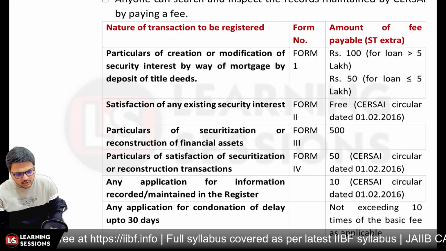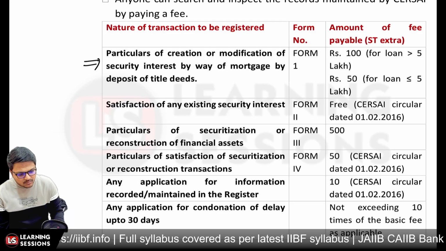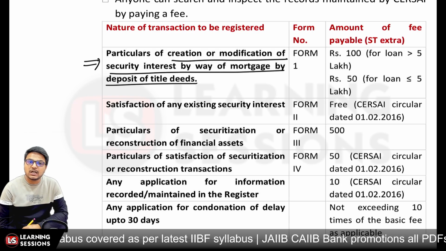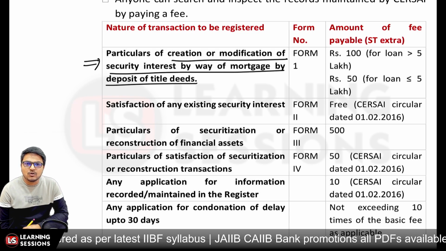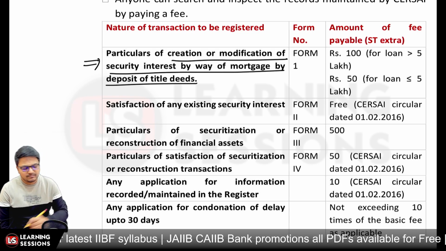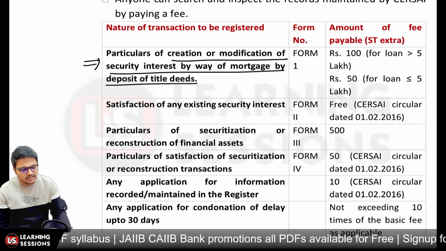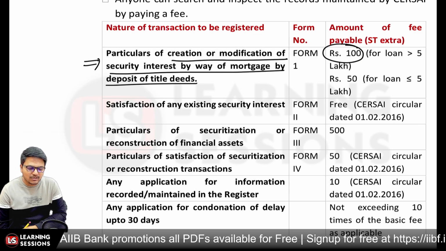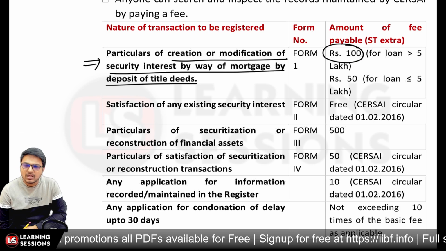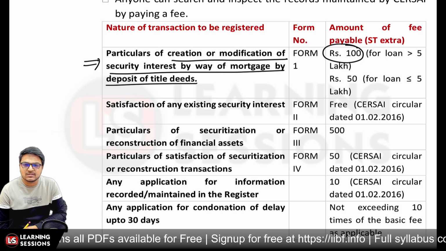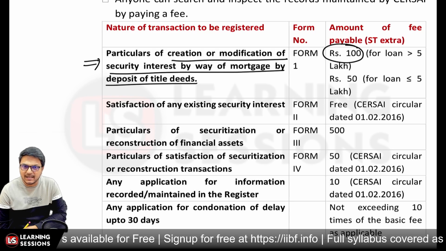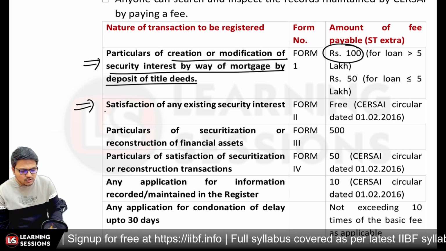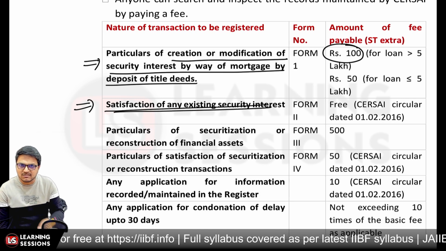So when it's related to particulars of creation or modification of security interest by way of mortgage of title deeds, when we are talking about the equitable mortgage over there, in that scenario, if the loan amount is greater than 5 lakhs, then it is rupees 100 plus service tax, etc., right? Service taxes are going to be extra. And in all the cases, service tax, that is GST, is to be paid extra. And when it's related to satisfaction of any charge, then in that scenario there are no other fees to be paid. Now satisfaction is related to what?